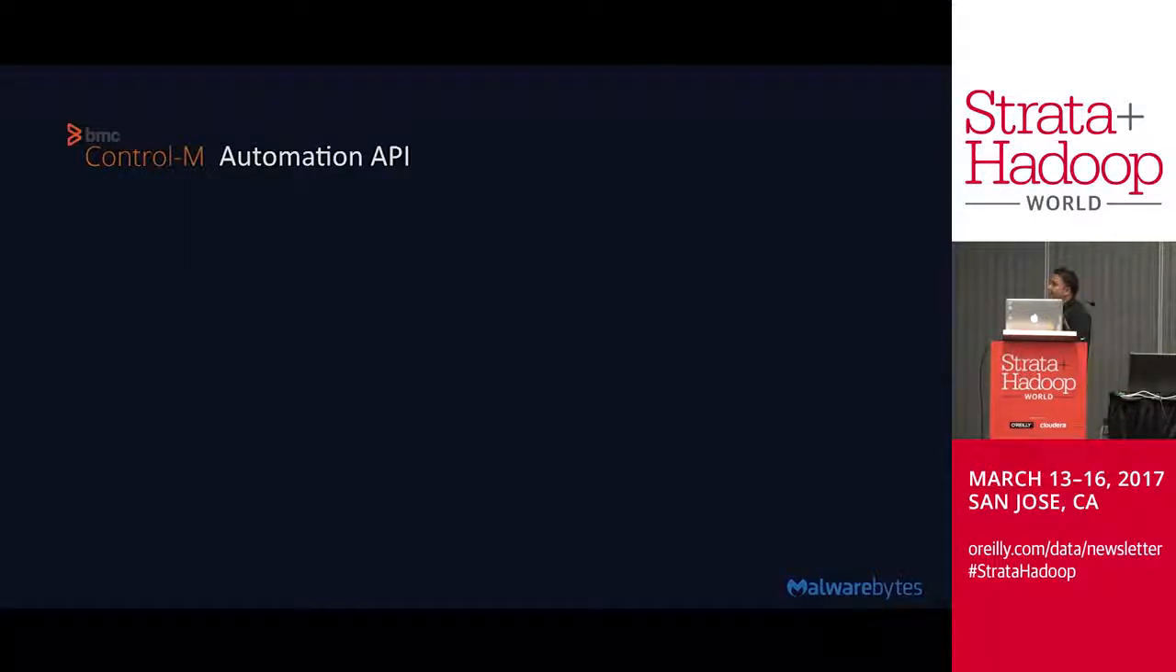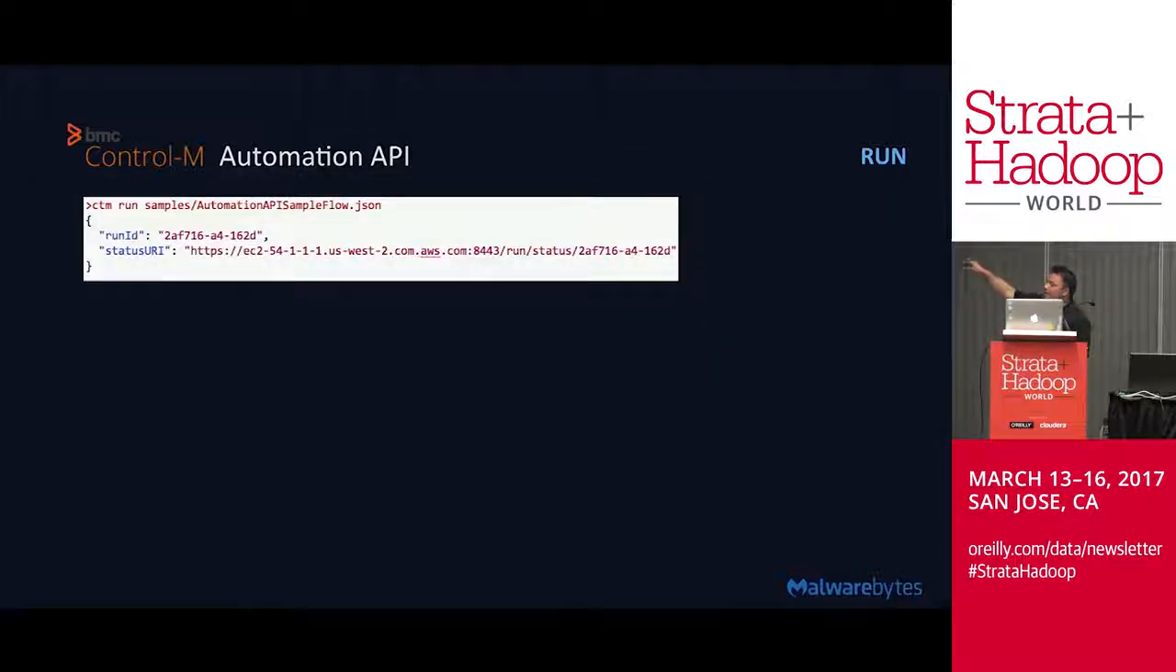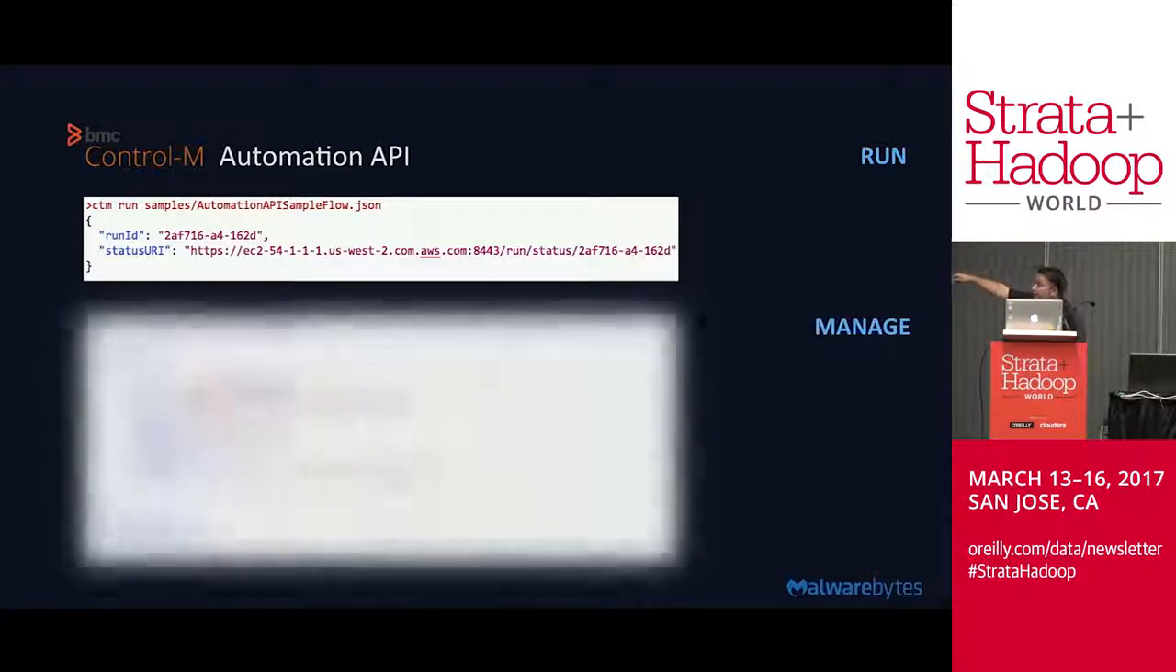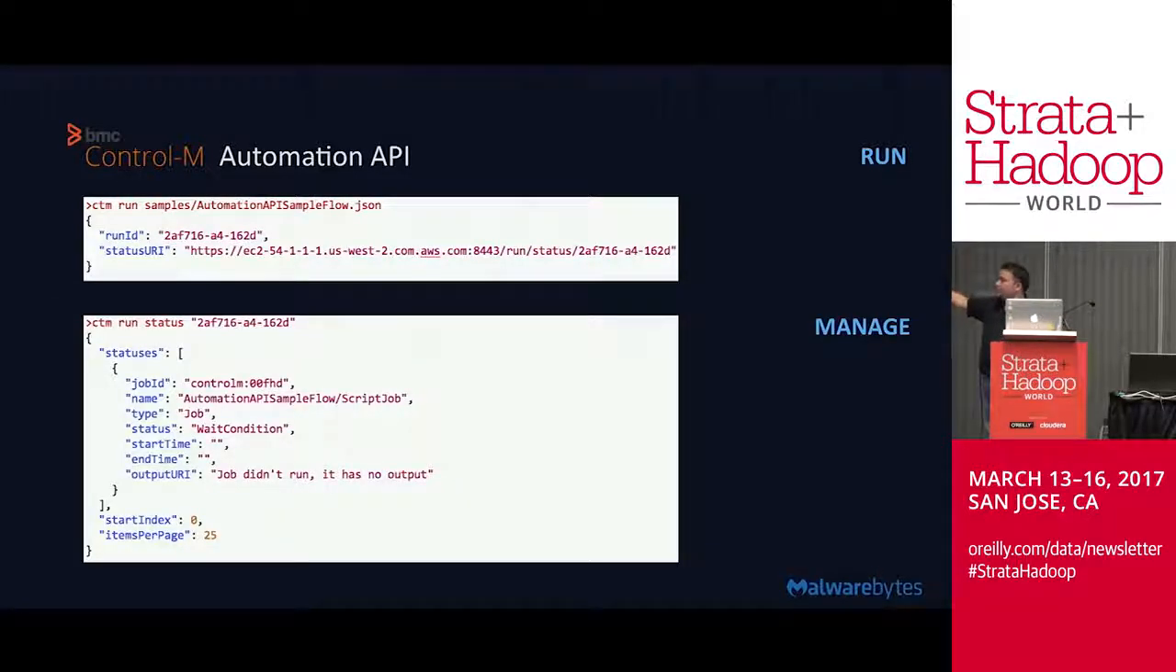Running is again straightforward. You just call the API with the command and point it to the JSON file you just made. It gives you back a run ID and a status URI. Using that run ID, you can manage and monitor the status of the workflow. Now, you must be wondering what that status URI is.